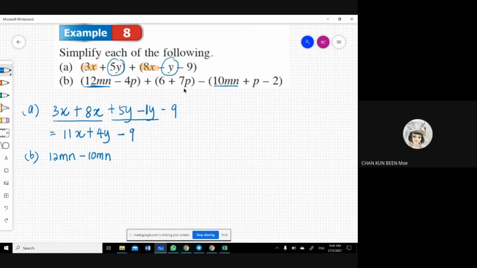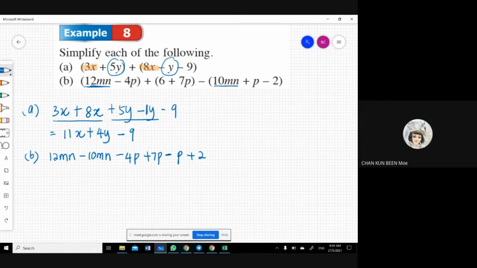Yes, very good. So it's not a pair. There are three terms over here. So you follow the sign: negative 4p, and then this one, positive 7p. And the last one is negative times positive, we get a negative p. Lastly is the number. The only number here we have is 2. It's a negative here, but you have to figure out: negative times negative is positive 2.